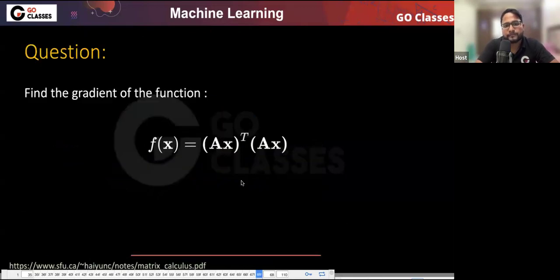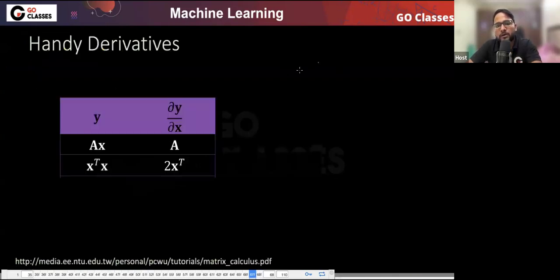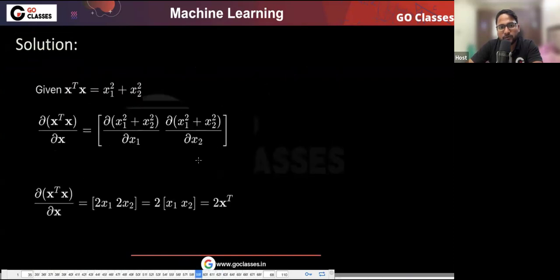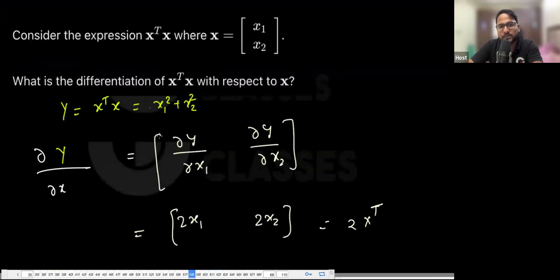Okay. So let's just see this question where I want to differentiate with respect to X. By default, I want to differentiate with respect to X. So I know that differentiation of X transpose X is what? If you remember, it was 2X transpose. Do you remember this? Differentiation of X transpose X, we did it. It was 2X transpose. Is this fine to everyone?